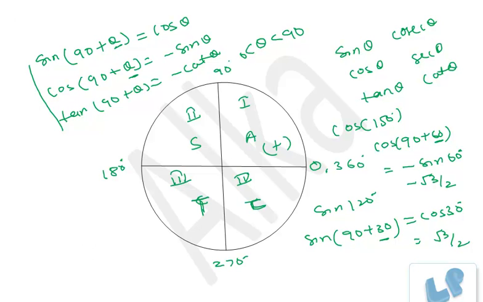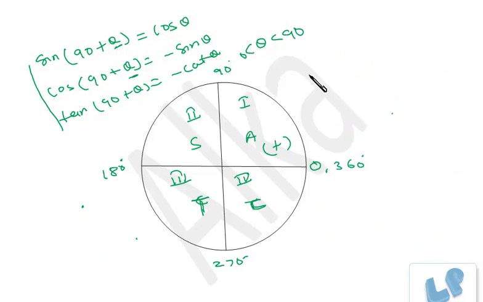I will take some problems based on this concept, so you'll be clear on it. Suppose I wish to calculate tan 150, so it's tan 90 plus 60, that is minus cot 60. And now what is cot 60? Cot 60 is 1 by root 3. So tan 150 degree is actually minus 1 by root 3.